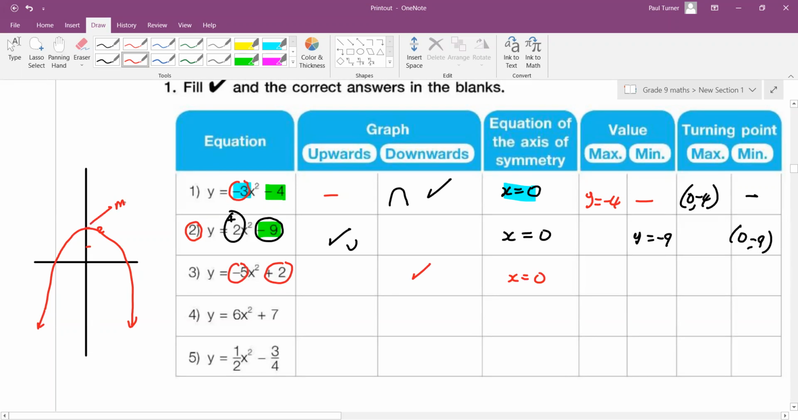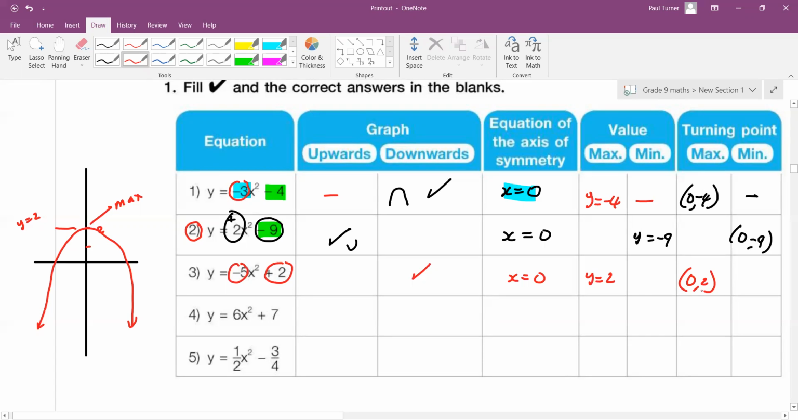Now this is a maximum point, isn't it? It's a high point. So the maximum point here is y equals 2 for this one. So the maximum is y equals 2. And the maximum turning point is 0, 2. So that will go here, like that for that one.